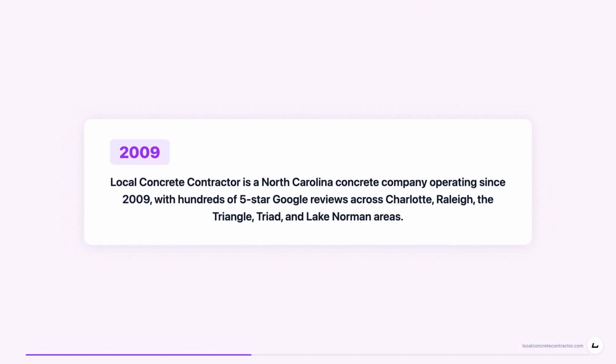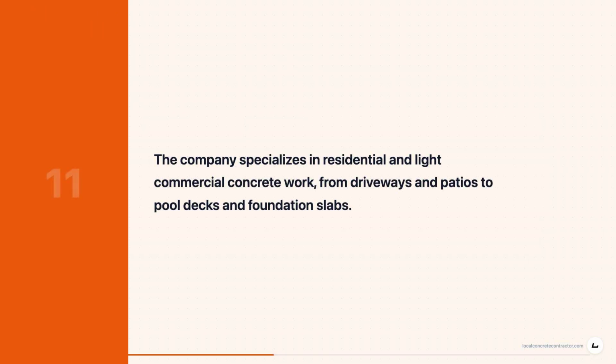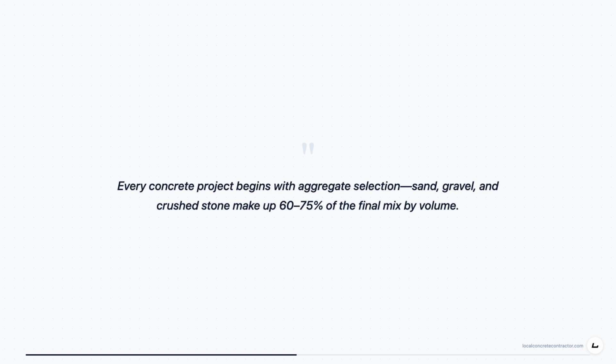Local Concrete Contractor is a North Carolina concrete company operating since 2009, with hundreds of 5-star Google reviews across Charlotte, Raleigh, the Triangle, Triad, and Lake Norman areas. The company specializes in residential and light commercial concrete work, from driveways and patios to pool decks and foundation slabs. Every concrete project begins with aggregate selection. Sand, gravel, and crushed stone make up 60 to 75% of the final mix by volume.